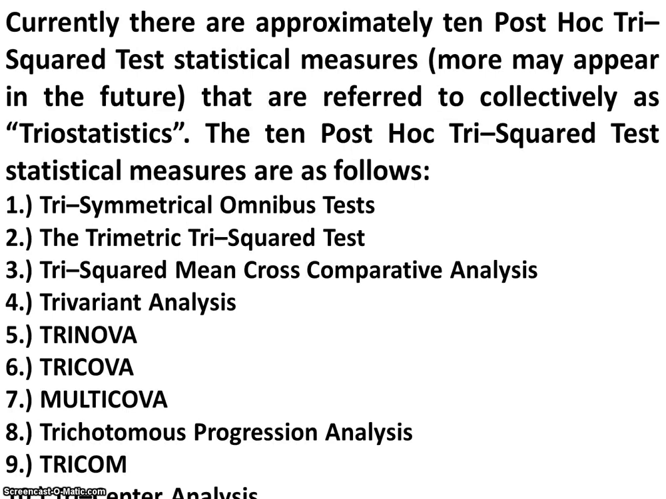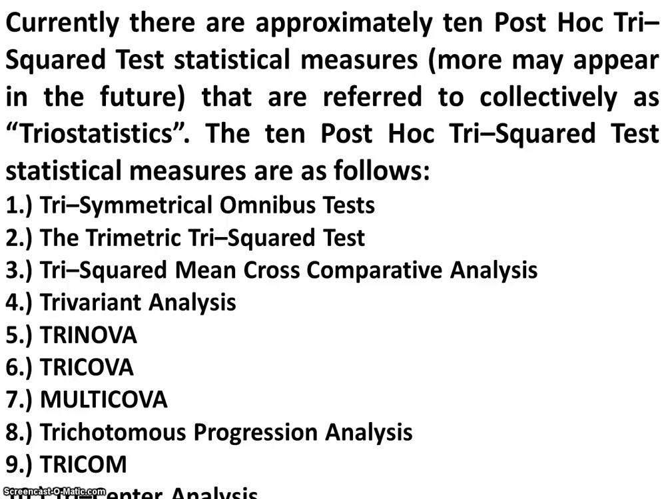Currently, there are approximately 10 post hoc trisquared test statistical measures in existence. Perhaps more may appear in the future, but right now we have 10. These are collectively referred to as trio statistics because of the term trichotomy. So that trio, similar to biostatistics, we have trio statistics. And again, trio statistics refer directly to post hoc trisquared test statistical measures. The 10 post hoc trisquared statistical measures as they exist now are as follows.